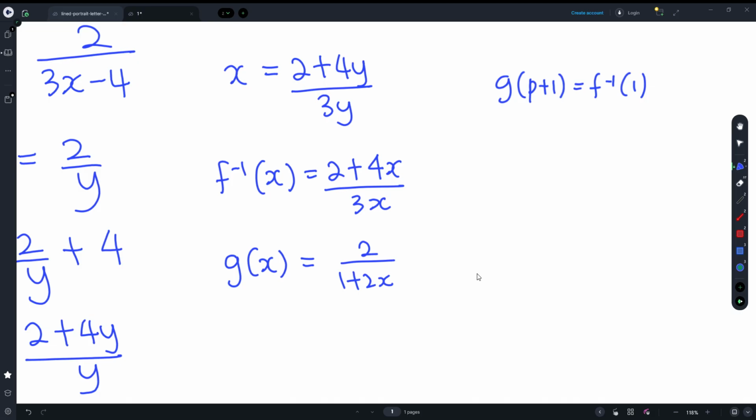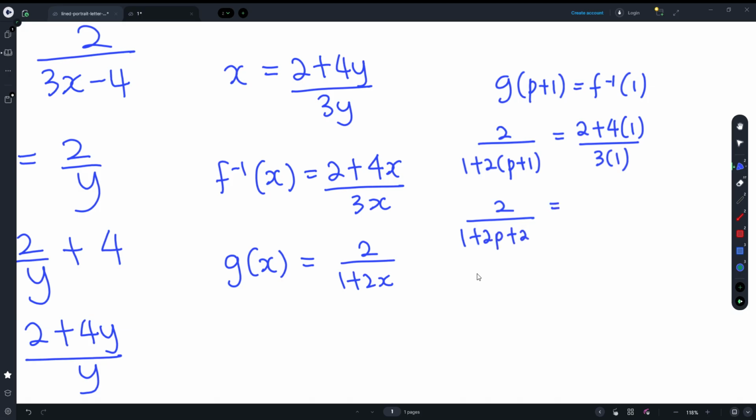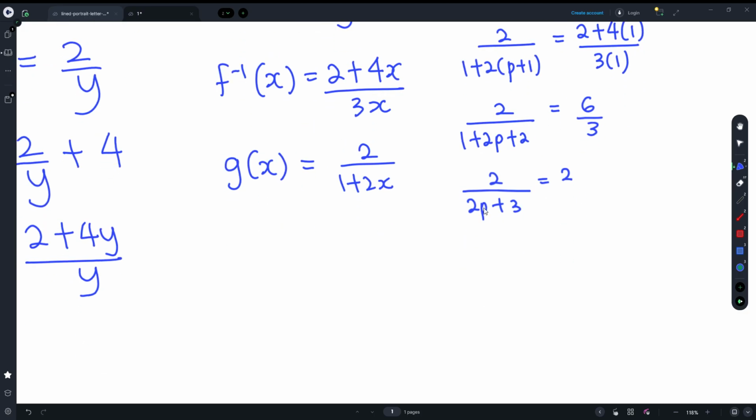So g inverse of P plus 1 is basically 2 over 1 plus 2 in bracket P plus 1, which is equivalent to f inverse of 1, which is 2 plus 4 multiplied by 1 over 3 times 1. Okay, so it's 2 over 1 plus 2p plus 2 is equivalent to 2 plus 4, which is 6. We can write 6 here and over 3. Then we end up getting 2 over 2p plus 3 is equivalent to 2. Then we can just switch places between these two, in which this entire bracket goes up and the 2 goes down. So 2 over 2 equals 2p plus 3. So 1 is equal to 2p plus 3.